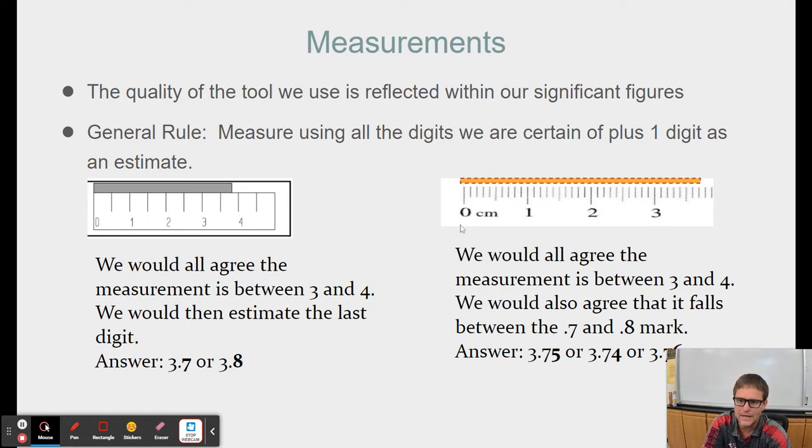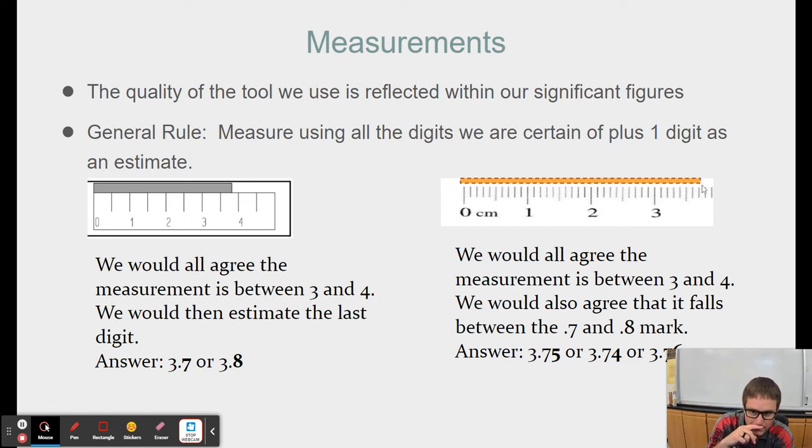However, let's take a look at the right-hand side. Everybody would agree that this shaded area is between a 3 and a 4. The 4 is not shown, but it's between the 3 and the 4, so we know it's going to be 3 point something. But look at the markings: 1, 2, 3, 4, 5, 6, 7, 8, 9. Now the markings indicate that we are certain of that next digit. It's between the 0.7 and the 0.8 marking, so we know our answer is going to be 3.7, and now we've got to decide.